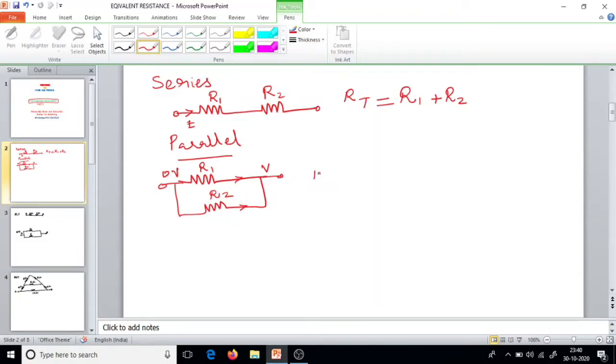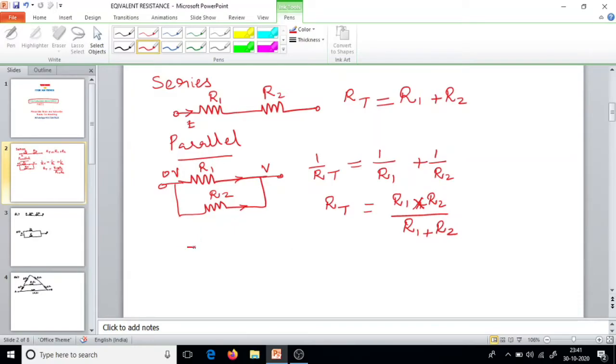So in this circuit, for the total resistance RT, 1 by RT equals 1 by R1 plus 1 by R2. When you simplify it, you get RT equal to R1 multiplied by R2, divided by R1 plus R2.